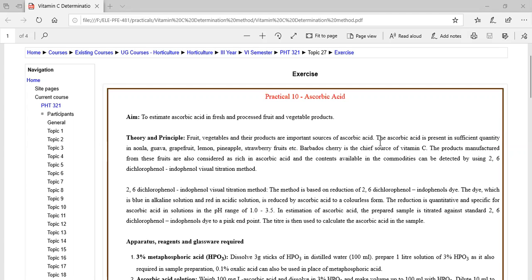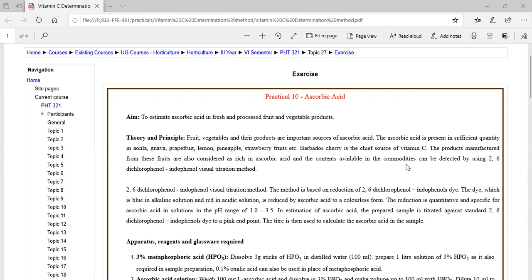The ascorbic acid which is present in sufficient quantity in different fruits or vegetables like avla, guava, grapefruits, lemon, pineapple, strawberry, etc. Out of which Barbados cherry is one of the chief sources of vitamin C. Also the avla contains a high amount of vitamin C. The products manufactured from these fruits are also considered rich in ascorbic acid.